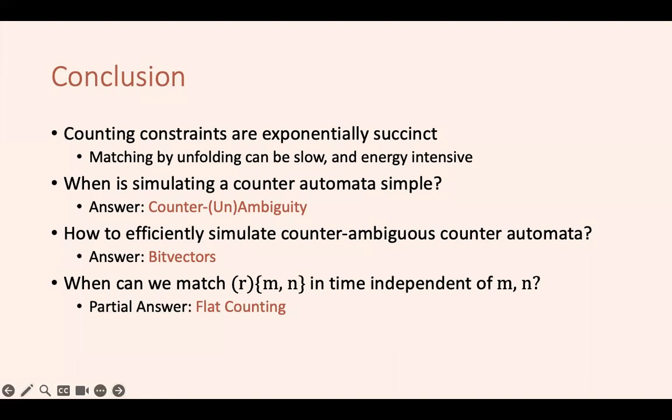We also asked the question of when you can match counting constraints so that the time per item in the stream does not depend on the constraints themselves. One answer is flat counting. The general question is open, because there might be many more cases where this is possible, but we were not able to think of them. So thank you. I am happy to take more questions.